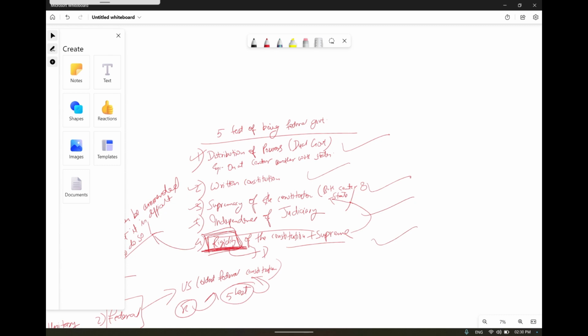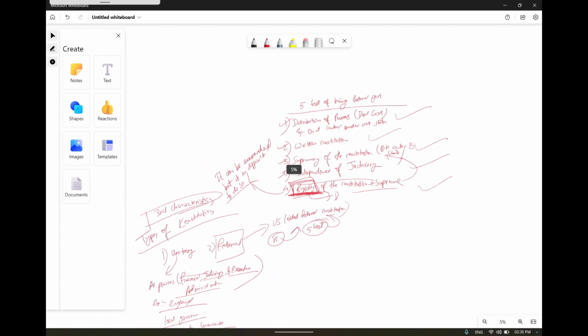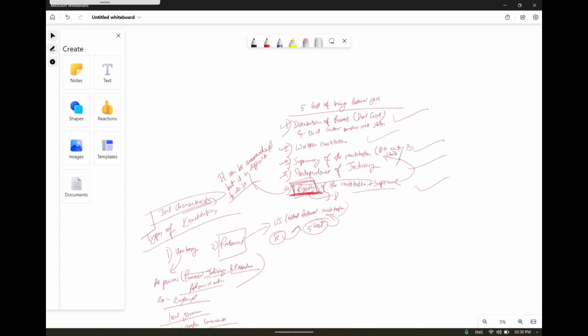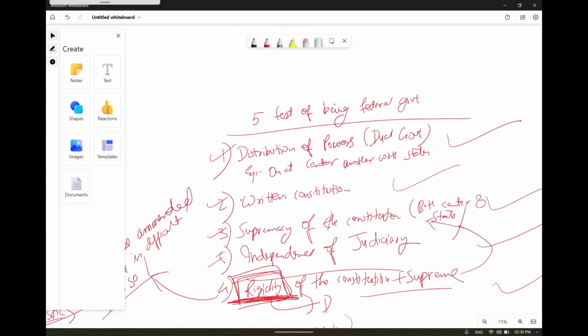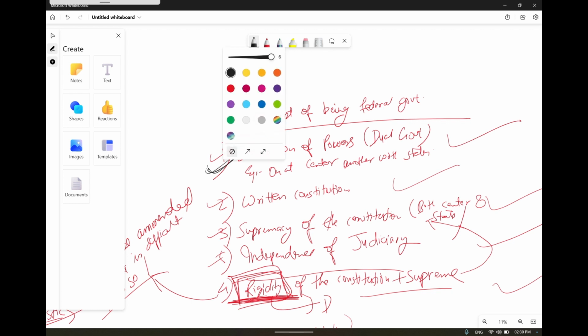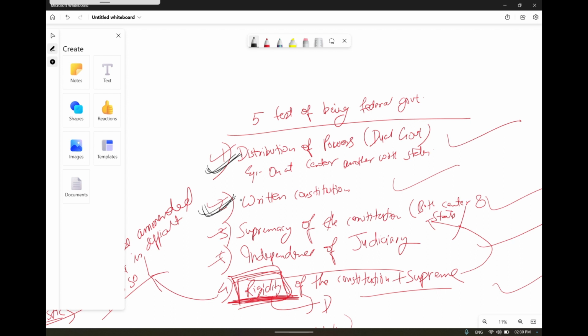Now, if the question is whether India is a federal state or a federal government or not, we'll compare it. So we have a distribution of power. Yes, we have a center government, we have a central government. So we are passing this test. Now, whether we have a written constitution: we have a written constitution, we are passing this test as well.